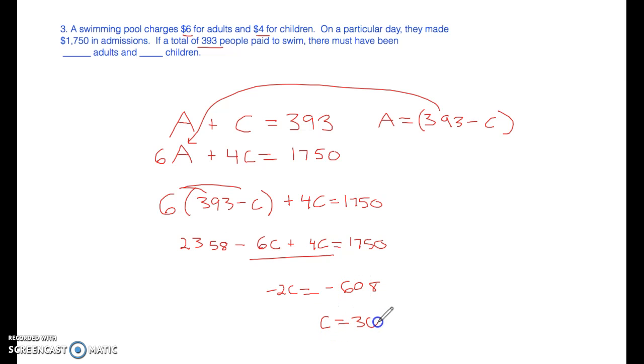So that means we have 304 children. And then for the adults, we know that they're going to total 393, so we can take 393 and subtract the 304. We end up with 89 adults. And you can check that by plugging them into each equation.